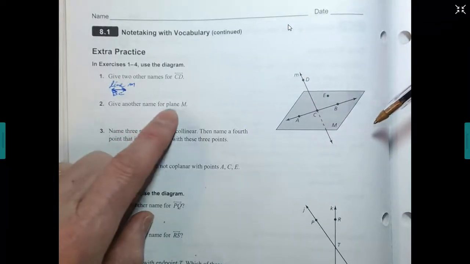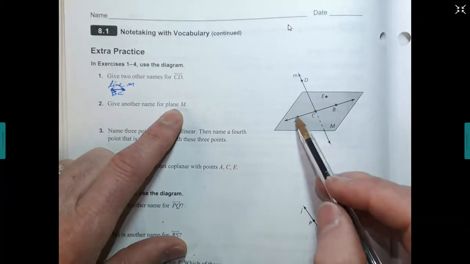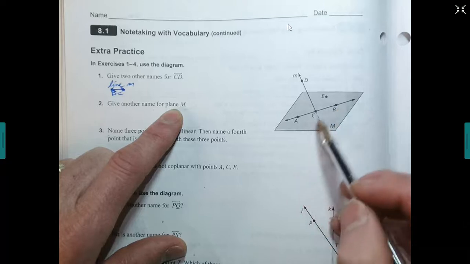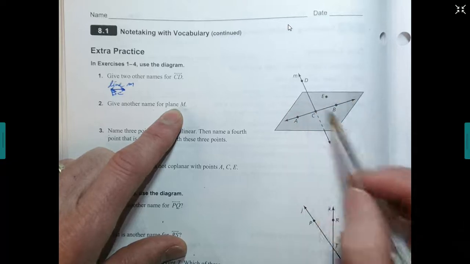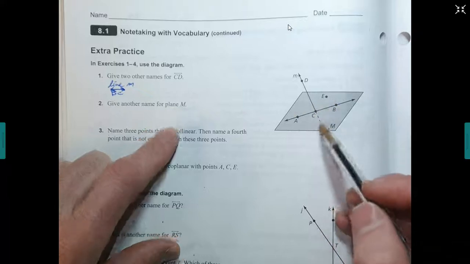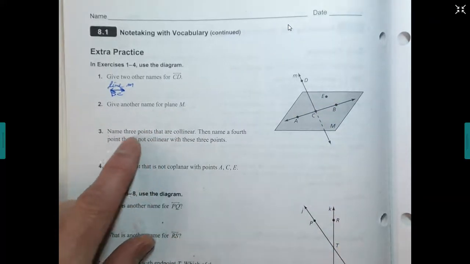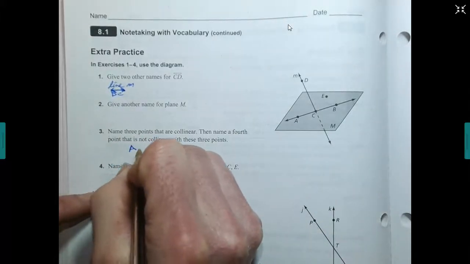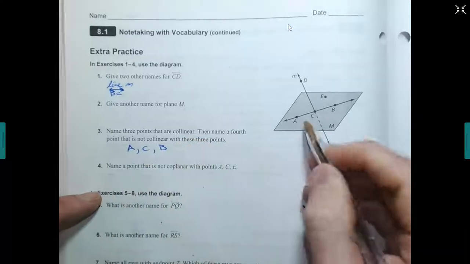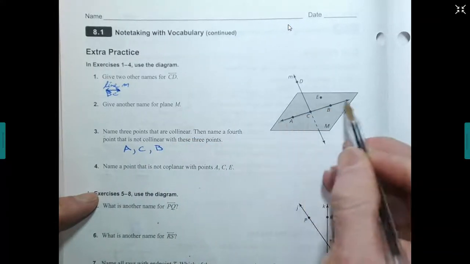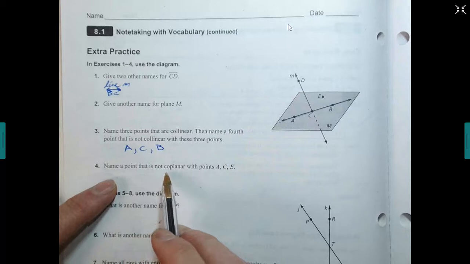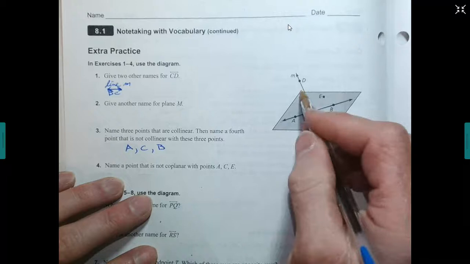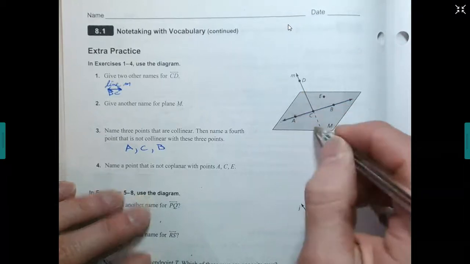All right, give another name for plane M. So you would pick 3 points on this plane, maybe A, E, and B. Or you could pick E, C, B, whatever. 3 points on this plane. D is not one of them, so you pick 3 of these points to label it. Name 3 points that are collinear. Point A, point C, and point B. Those are on the same line. Name a point that is not coplanar with ACE. So here's a coplanar. So any point that is not on that plane, you'd name it.